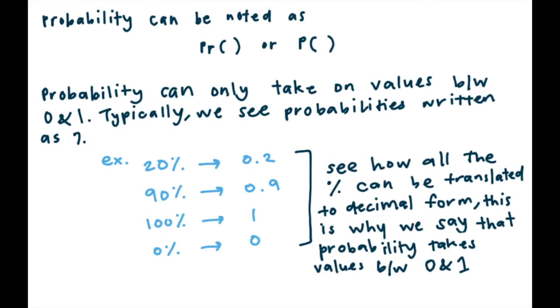Probability can be noted as PR and then parentheses, or P and then parentheses. Probability can only take on values between 0 and 1. Typically, we see probabilities written as a percent. So for example, 20%, that can be written as 0.2, 90%, 0.9, 100%, 1, and then 0% is just 0. See how all the percents can be translated to decimal form? This is why we say that probability takes on values between 0 and 1.